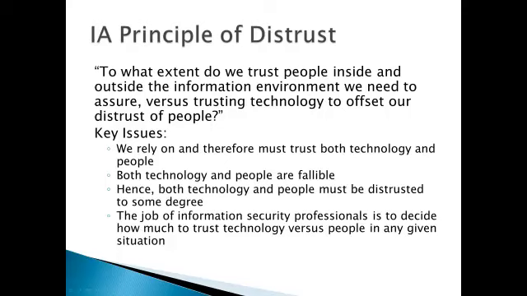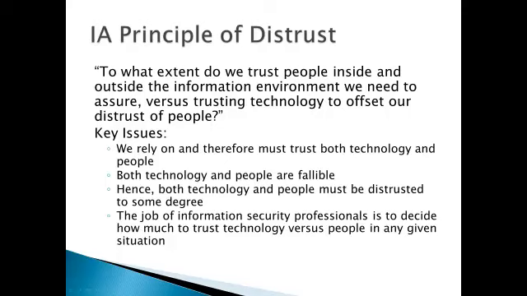So if we look at the principles of distrust as it relates to information assurance, it asks: to what extent do we trust people inside and outside the information environment or the organization where we're working? We need to assure, versus trusting technology to offset distrust of people. For instance, we rely on and therefore must trust both technology and people.